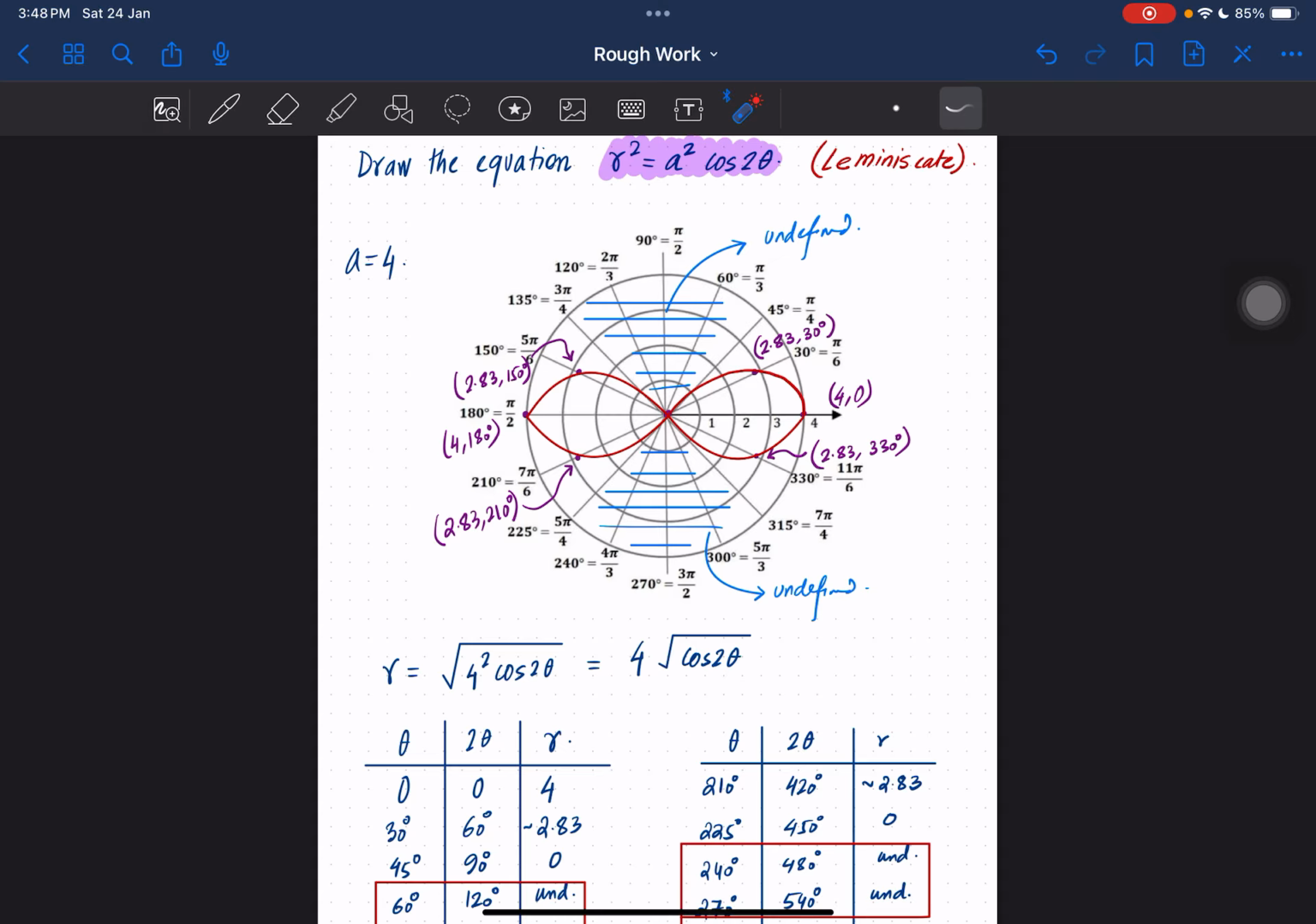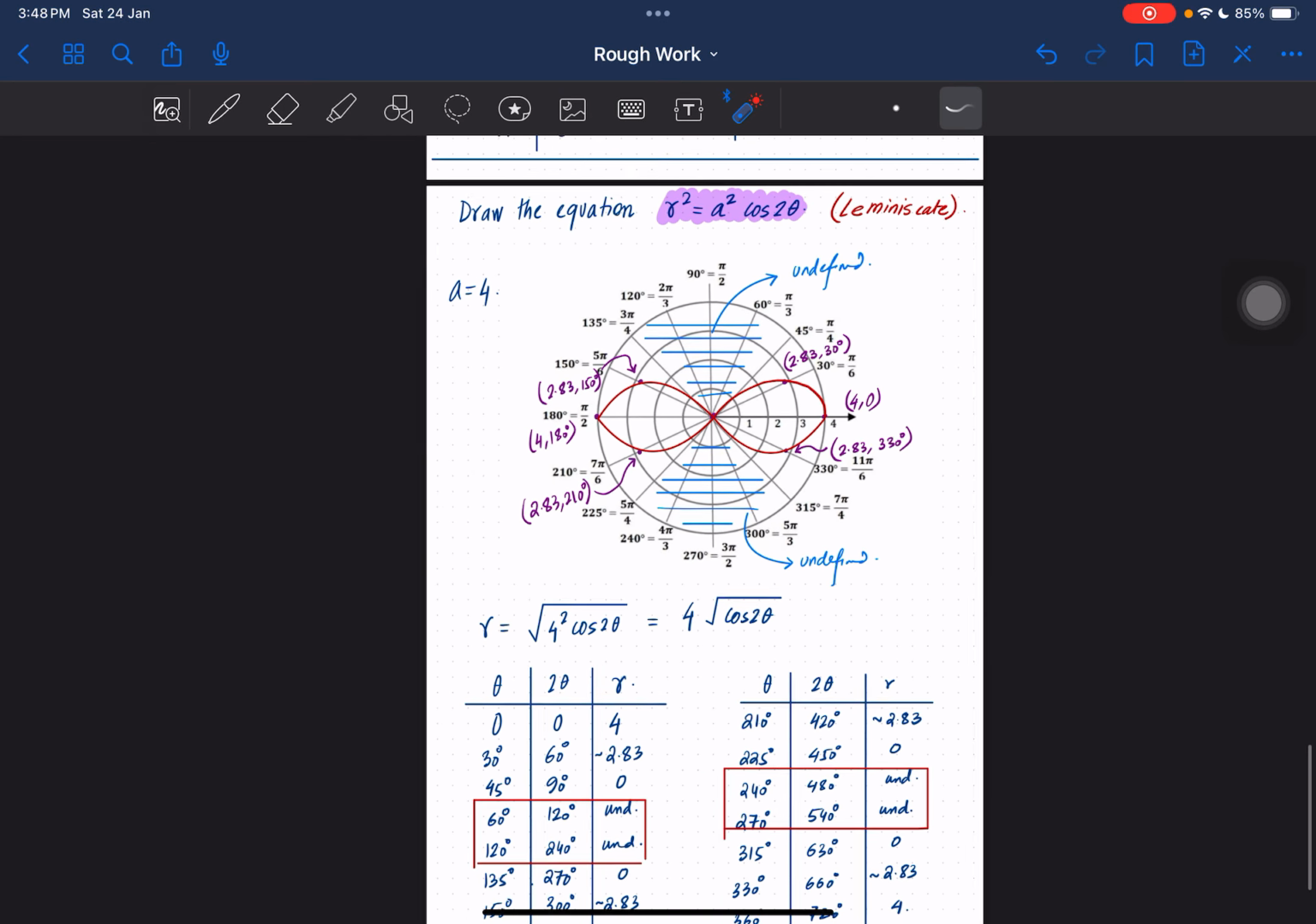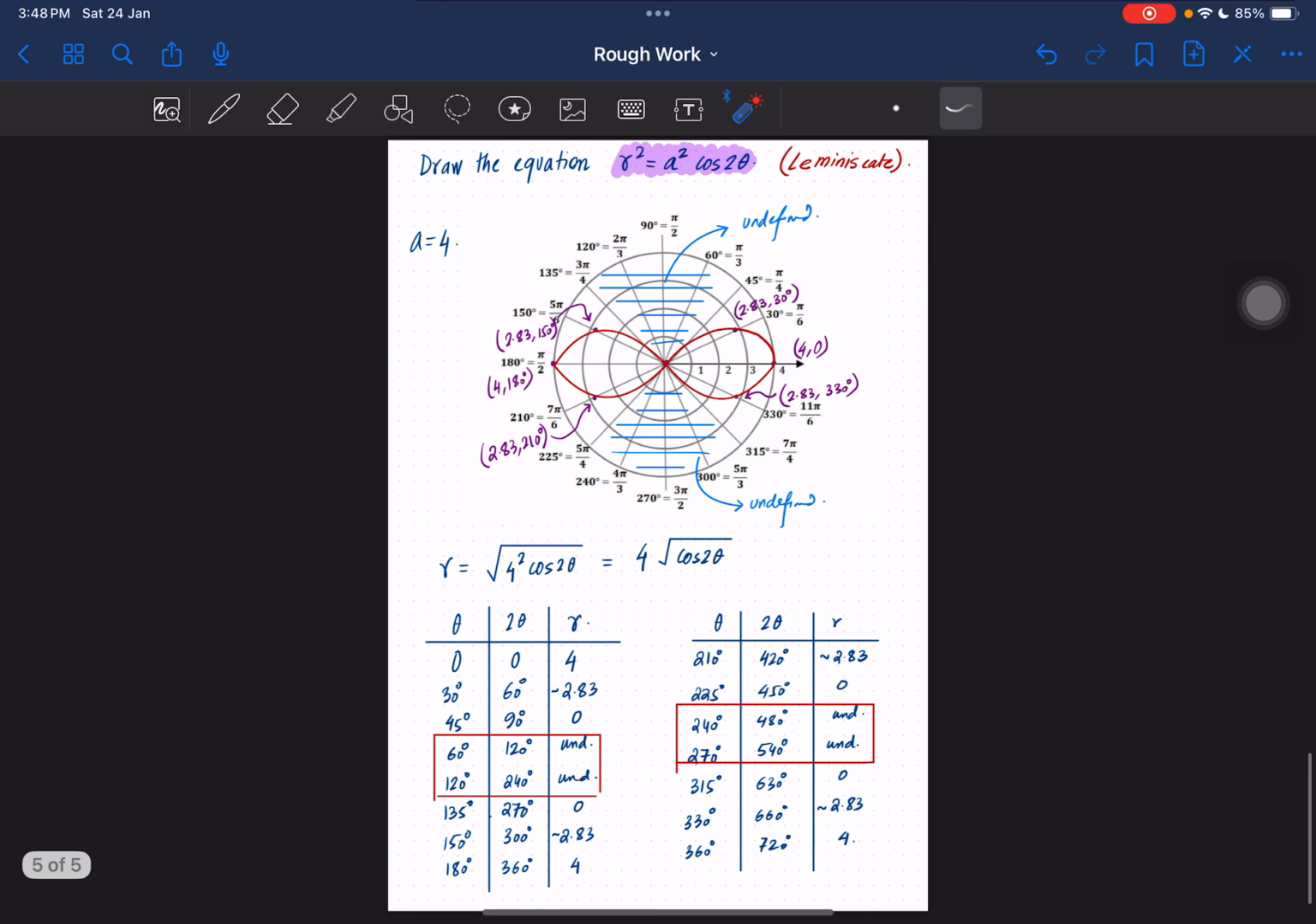So this is for a equals 4. You can try to draw it for any value of a. So the figure will be the same, just the scale of the figure will be different. I hope this diagram is clear.